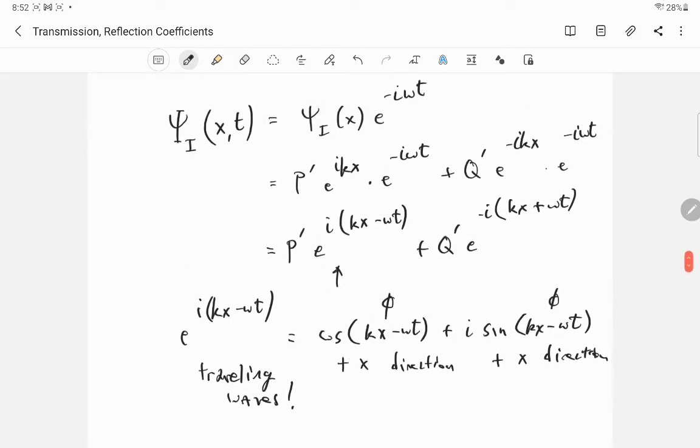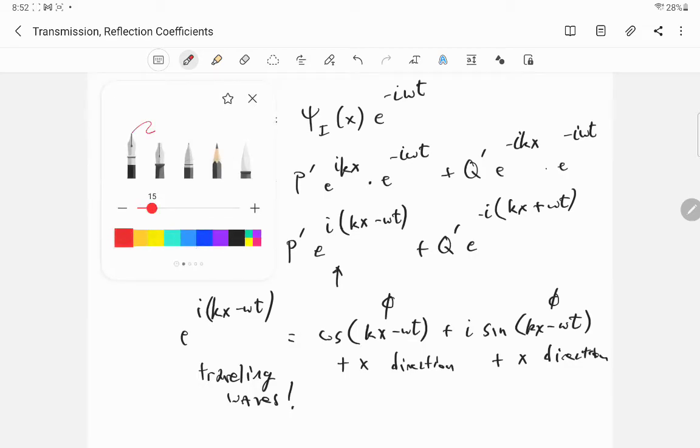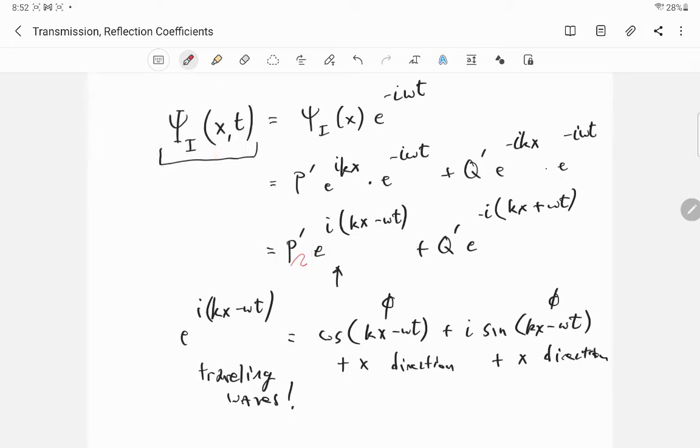So what the region 1 wave function is, is a traveling wave in the positive x direction, right? So this part right here travels in the positive x direction, but this one over here is a traveling wave that travels in the negative x direction.